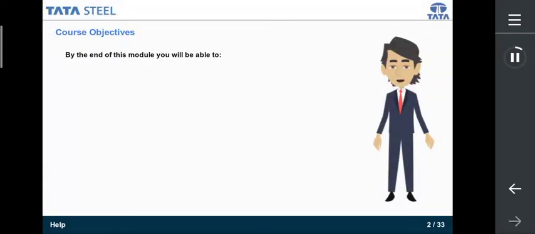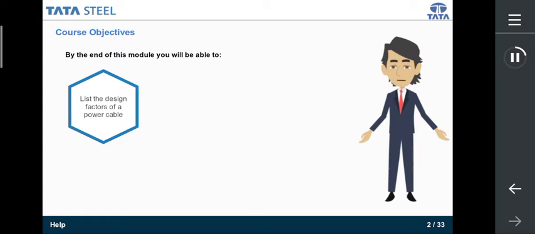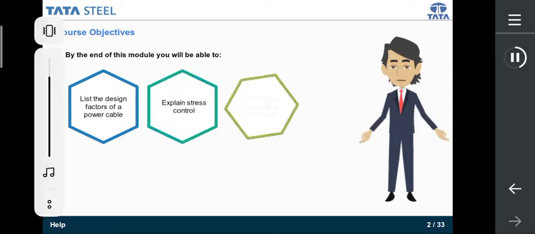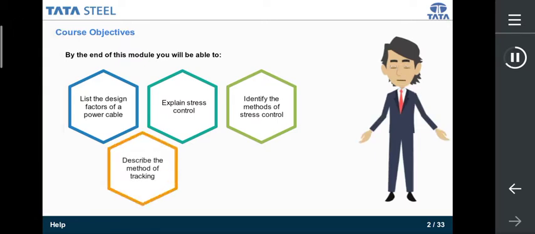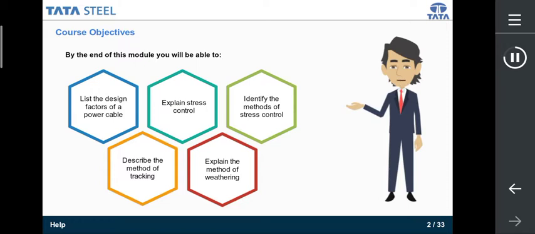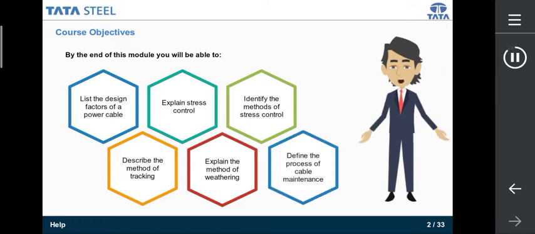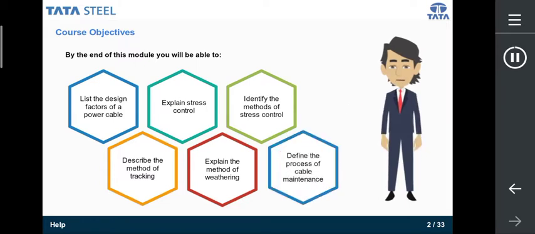With the help of this module, you will be able to list the design factors of a power cable, explain stress control, identify the methods of stress control, describe the method of tracking, explain the method of weathering, define the process of cable maintenance.